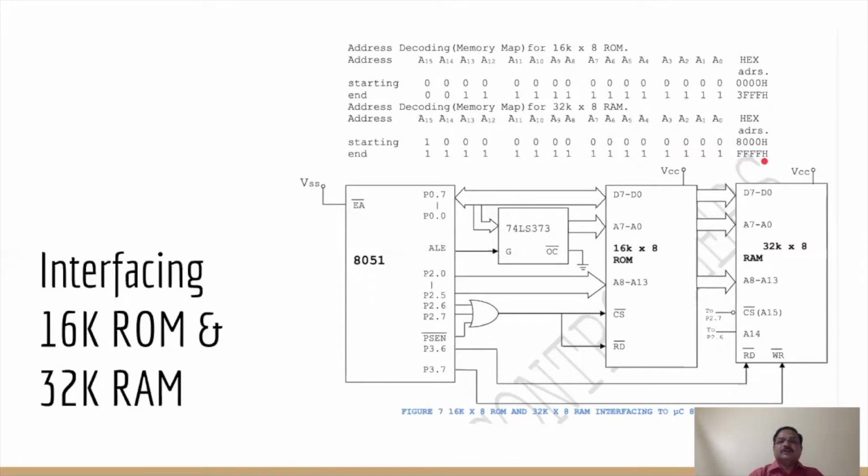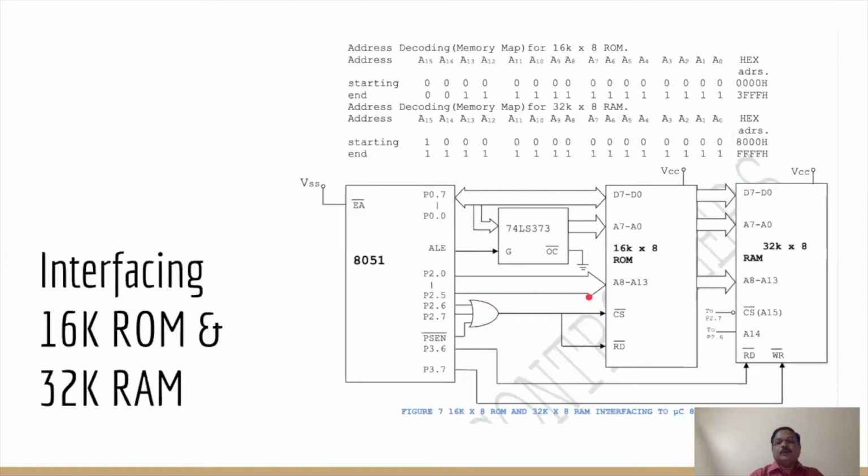So that is how the start and end addresses for accessing that particular memory chip can be found out. Now we'll go to the design part. Here again 74LS373 is used for demultiplexing purpose. ALE is for latching purpose. So port 0 lines and then the port 2 lines.